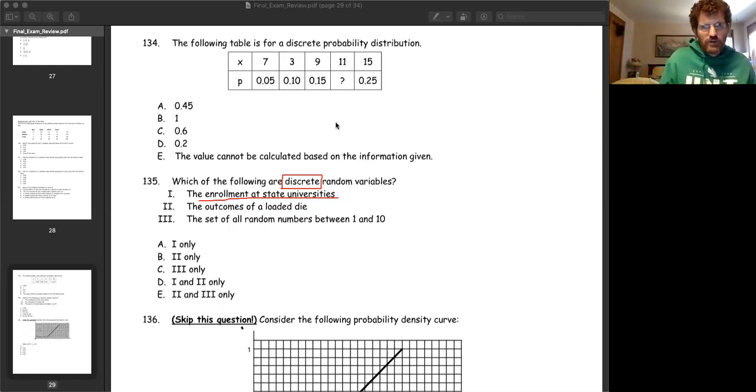So it's discrete. Outcomes of a loaded die. It's going to still be 1, 2, 3, 4, 5, or 6. You can't get like 2.5. So those are both discrete. The set of all random numbers between 1 and 10. Well, it doesn't say random integers, so all random numbers could be any real number between 1 and 10. So there we go. It looks like only these two are discrete.